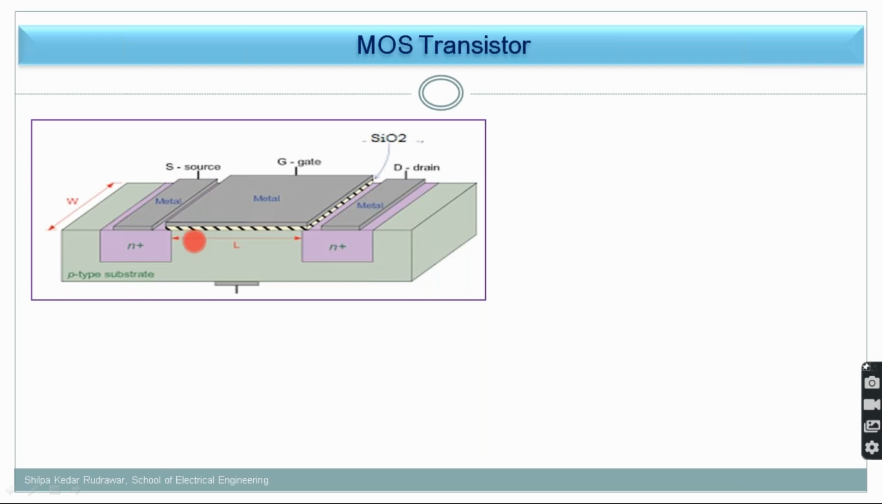So in this, as I told you, this is the P substrate and there are two N plus dopings present over there. So this is the N type MOSFET, and there is no channel formed. You need to create a channel, which you create by application of the gate voltage. The higher the gate voltage, a wider channel will get created and more electrons will flow from this to this when VDS is applied.